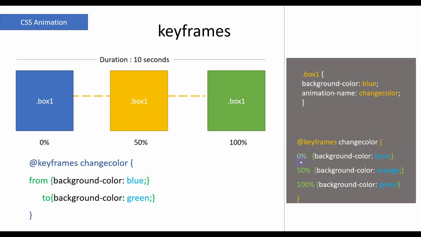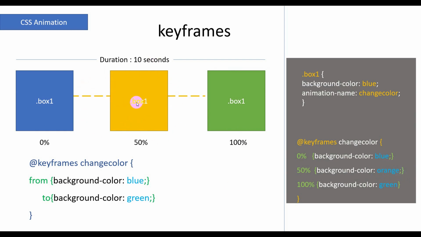And here we cannot simply use from and to, because from and to are useful when we are changing only once, like from blue to green, or it could be any other property, but just once we are changing. But here we are changing twice. We have some other property and value over here in between. And at 50% we have defined the background color of orange. Now again over here, if we change the property or we add another property, that would also be applied at this point in time.